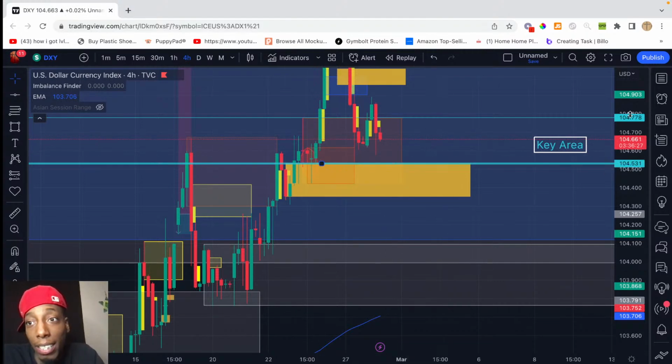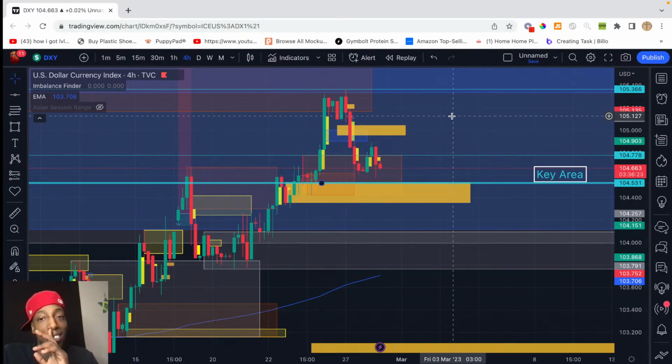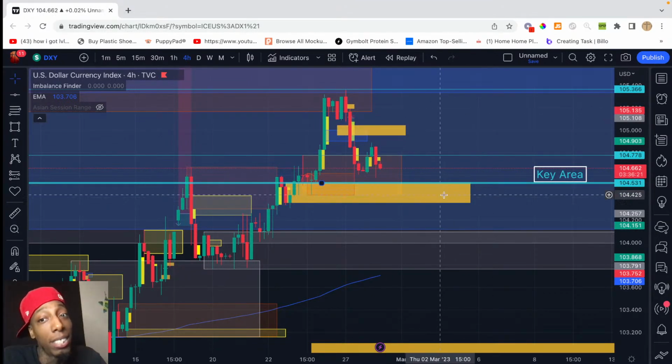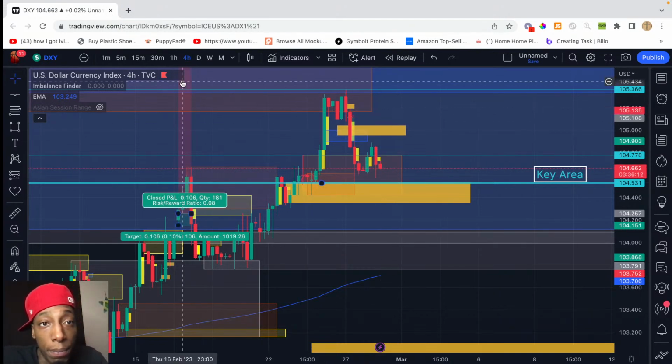So it could be reversing, but we don't know yet. Just be patient. It could tap this 50% and continue to go. It could stop right here, bro. We don't know. Just be patient and let's find a good entry in the market.